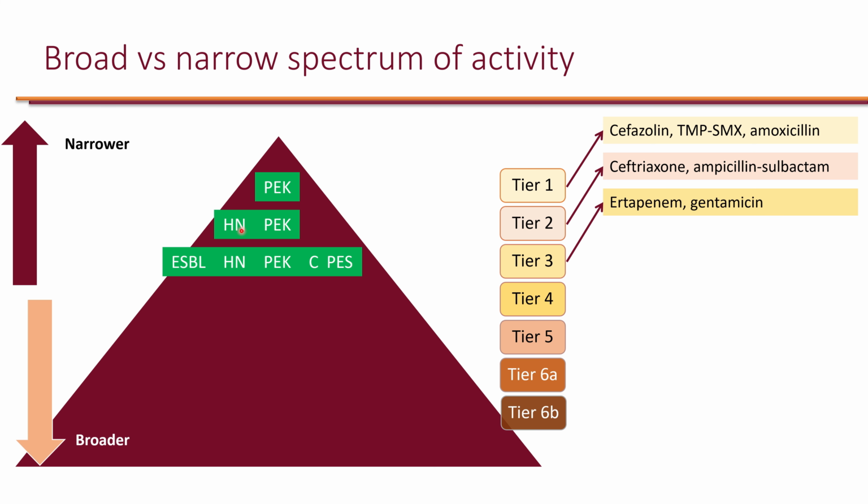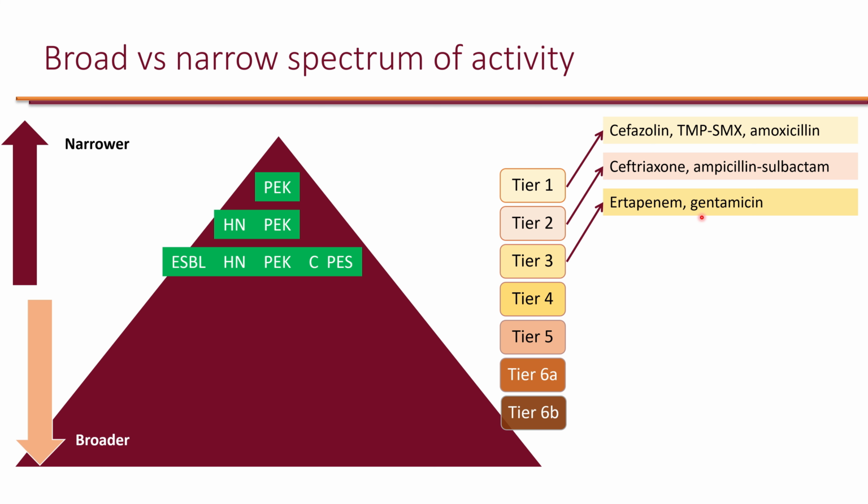Now in tier 3, I will place ertapenem and gentamicin. Ertapenem is the only carbapenem that does not have activity against Pseudomonas, so therefore it is in tier 3 because these agents do not have activity against Pseudomonas. Now, as of 2023, gentamicin is no longer considered active against Pseudomonas, and that is based on an updated review of its PK/PD characteristics.